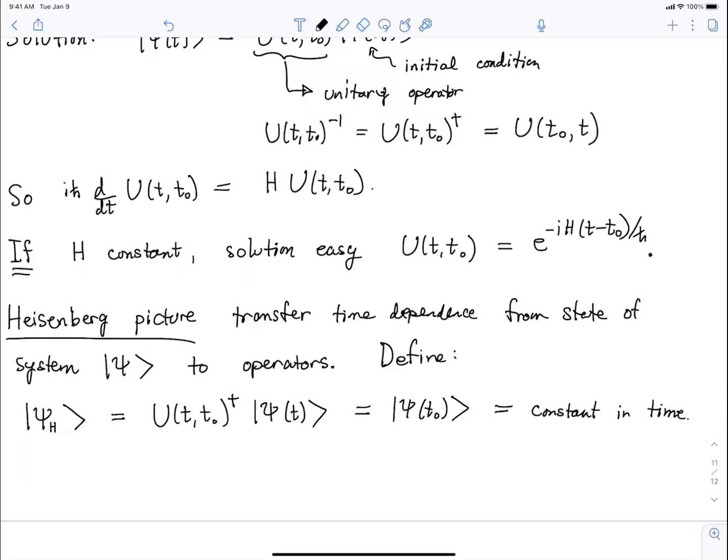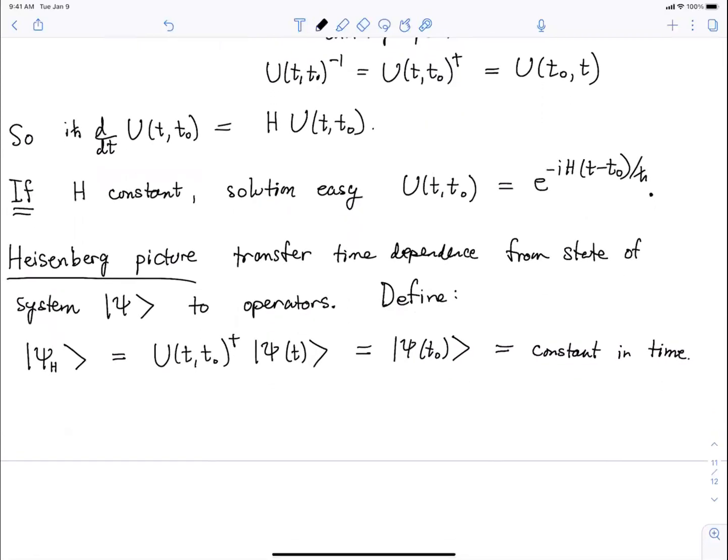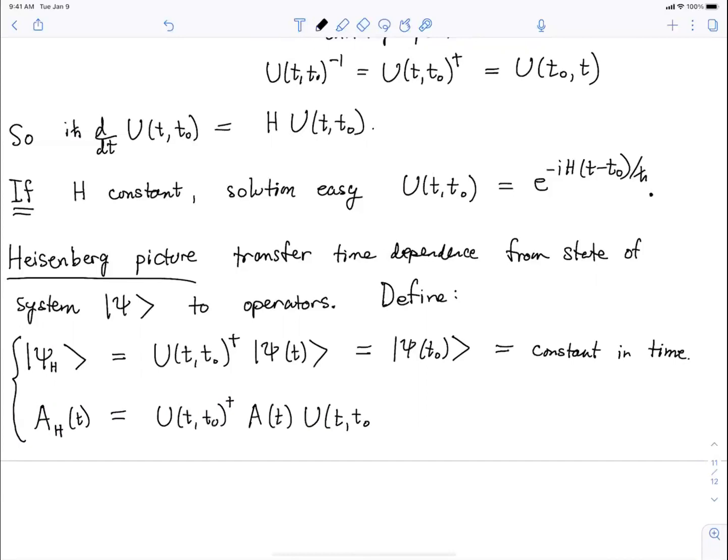Okay, so what does that tell you? That tells you the Heisenberg picture state never changes. It's always equal to its initial value, which also is the Schrodinger picture state. So to make everything work, we have to simultaneously define the Heisenberg picture operators, which we do by, again, putting a U dagger in front of the Schrodinger picture operator. But then we put another U after it.